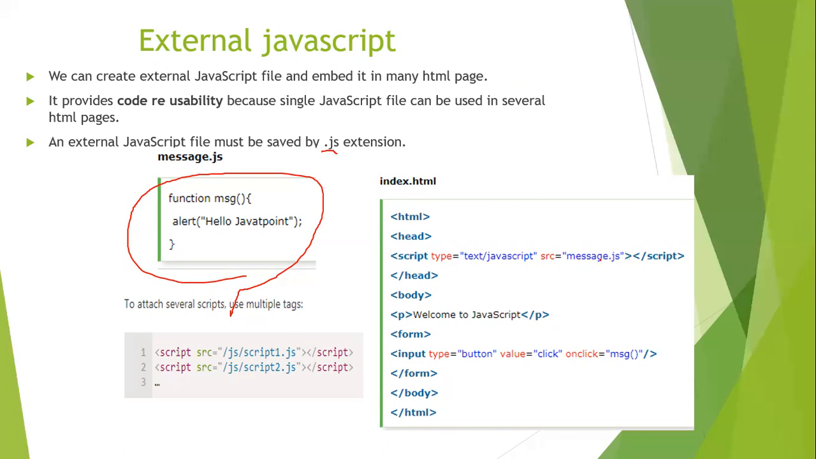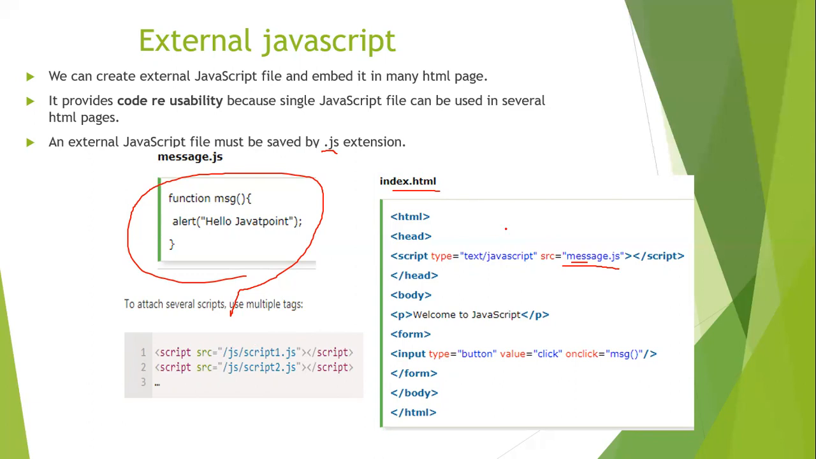If you are placing the JavaScript file in the same folder as that of your HTML file, in that particular case you need to simply mention the name of the file. Otherwise, if the location of the JavaScript file is different from that of the HTML file, here you have to mention the entire path of the JavaScript file. Okay. Now, you can add multiple JavaScript files in the same HTML file.